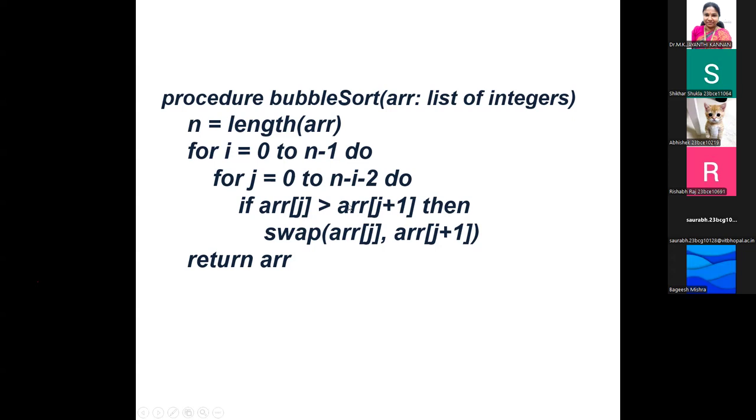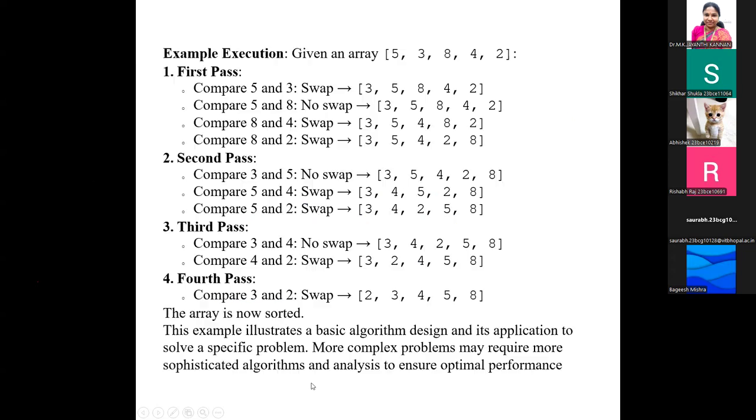So we will repeat the process. We are using two for loops: for i equal to 0 to n minus 1, for j equal to 0 to n minus i, so here n minus 0 minus 2. The process will be: the first number is compared with all the remaining numbers. Again, when i equal to 1, the second number is compared with all the remaining elements in the array. When i equal to 3, the fourth number is compared with the remaining elements. So through comparison and swapping, we are ordering the elements.